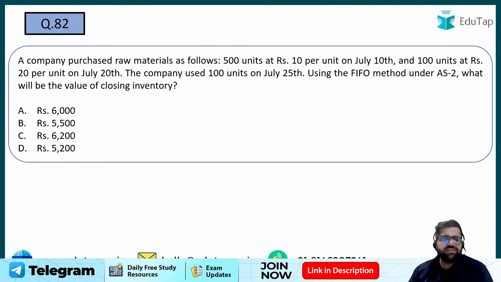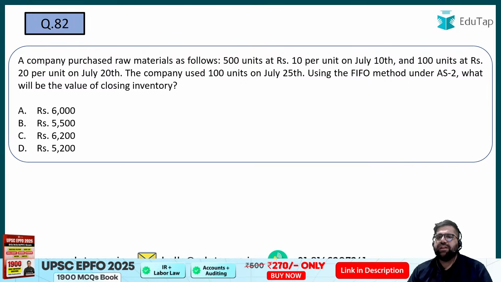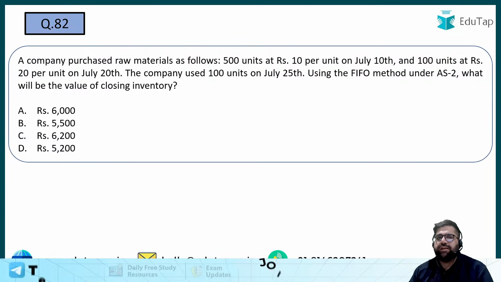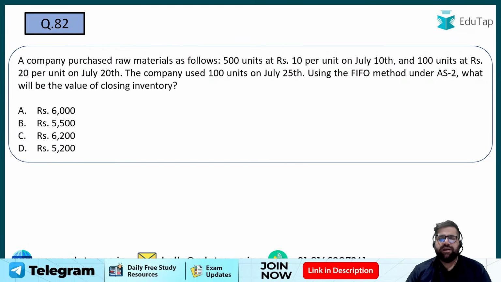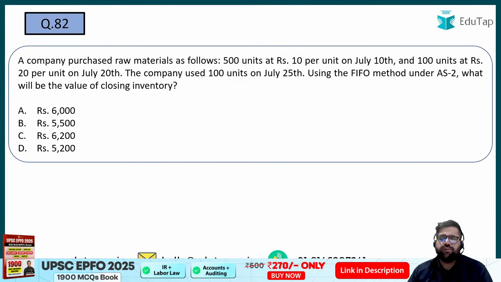Chaliye, try to answer this numerical also. Question number 82. A company purchases a raw material as follows. 500 units at 10 on 10 July, 100 units at 20 per unit on 20th July. The company used 100 units on 25th of July. Using FIFO under AS2, what will be the value of closing inventory?